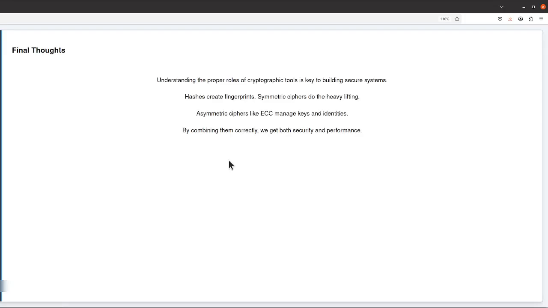Final thoughts. Understanding the proper roles of different cryptographic tools is the key to building secure systems. Hash functions create fingerprints, symmetric ciphers do the heavy lifting of encryption, and asymmetric ciphers like ECC manage the keys and identities. By using each tool for its intended purpose and combining them in standardized, well-vetted schemes like ECIES, we can build systems that are both incredibly secure and highly performant.